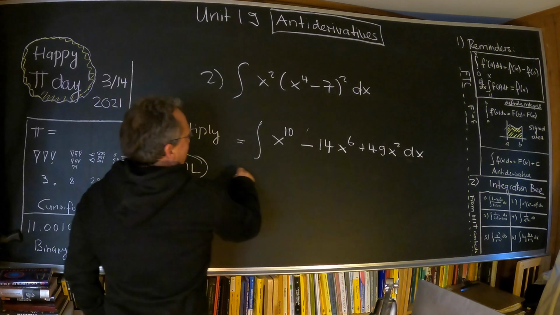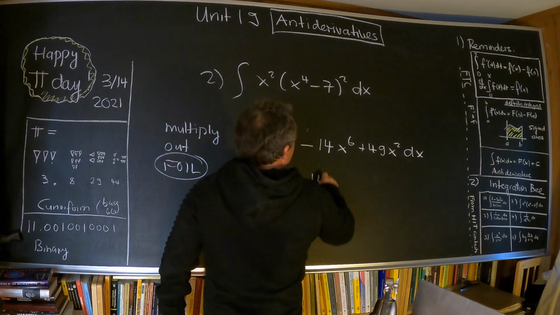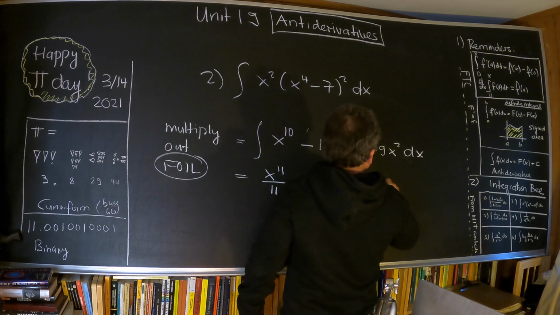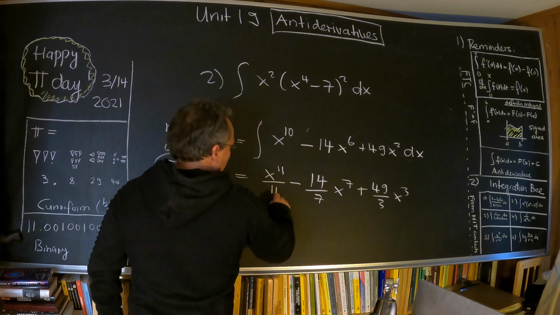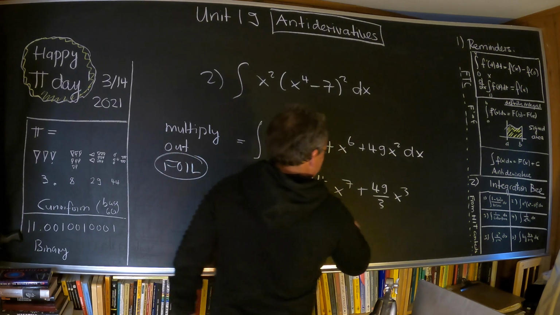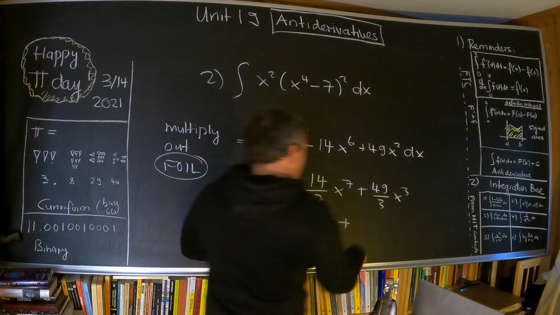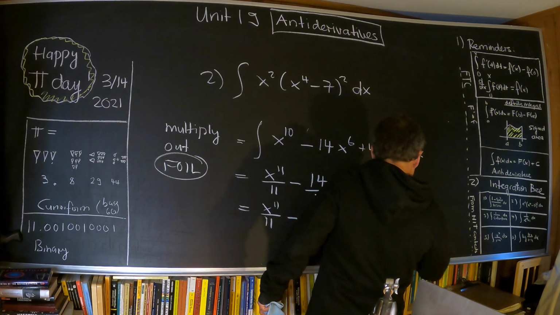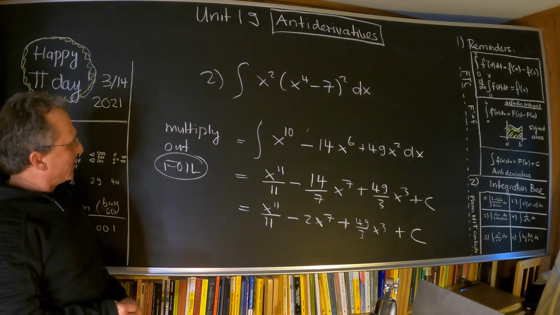And now we can integrate this. So this is x to the 11 over 11 minus 14 over 7 x to the 7 plus 49 thirds x to the 3. If you want to simplify that a little bit, we can actually write that a little bit simpler. And this cannot be simplified anymore. 49 over 3 x to the 3. And I always just add this c here to indicate that it's an antiderivative.